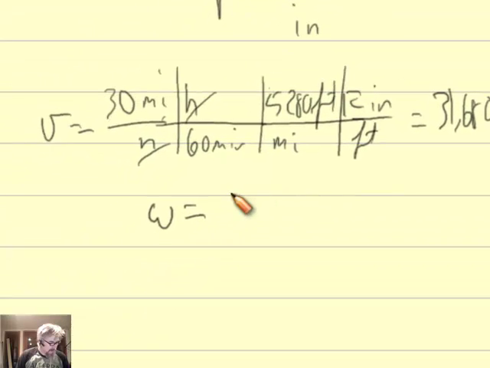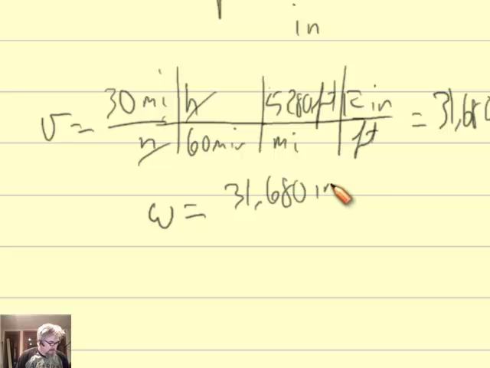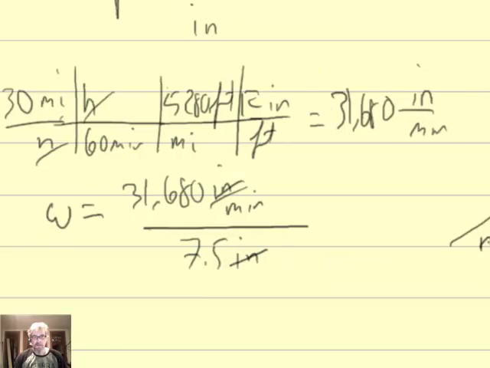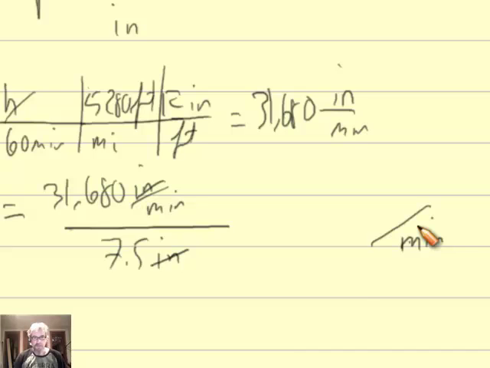So omega then is 31,680 inches per minute divided by the radius of the wheel. Well, it was a 15-inch wheel, so its radius would be half of the diameter, 7.5 inches. Inches are going to drop out, and I'm going to get omega in per minutes. When I do the calculation, I find out that it's 4,200 radians per minute.